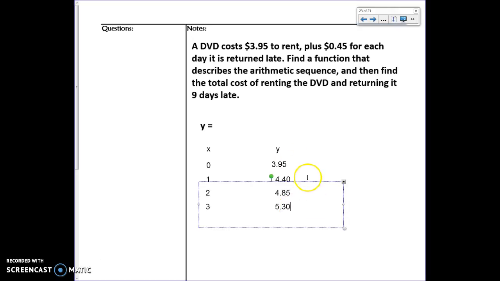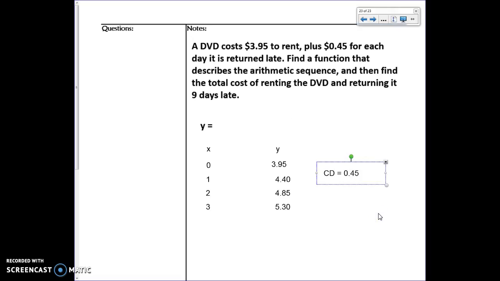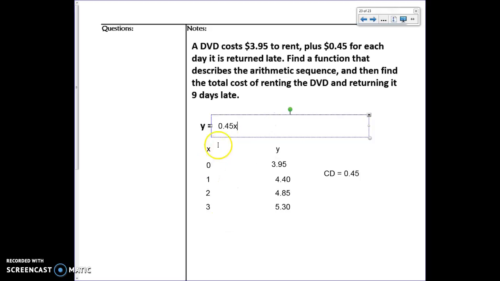Going through here, our common difference is going to be 45 cents. Now, thinking of what we did with the common difference before, we multiplied our common difference by x. If you look back at the last 2 examples, that's what we did on the previous page. But in this case, there's a little bit different situation going on here. So 0 days late is 0.45 times 0, which would be 0. But you are charged something on day 0.